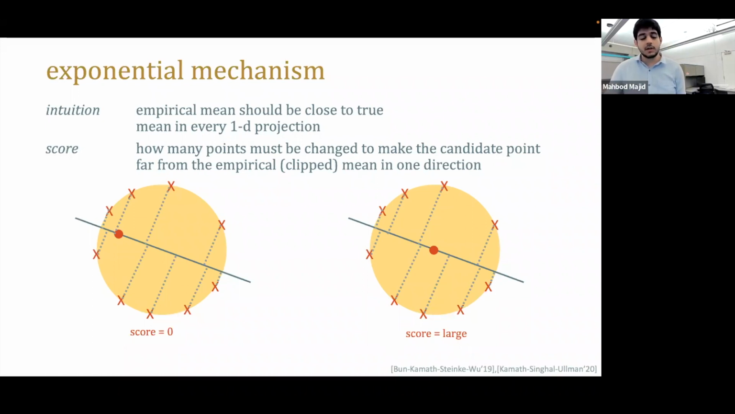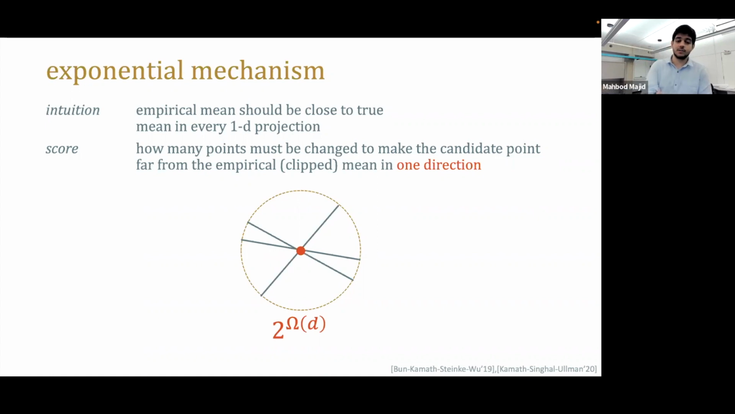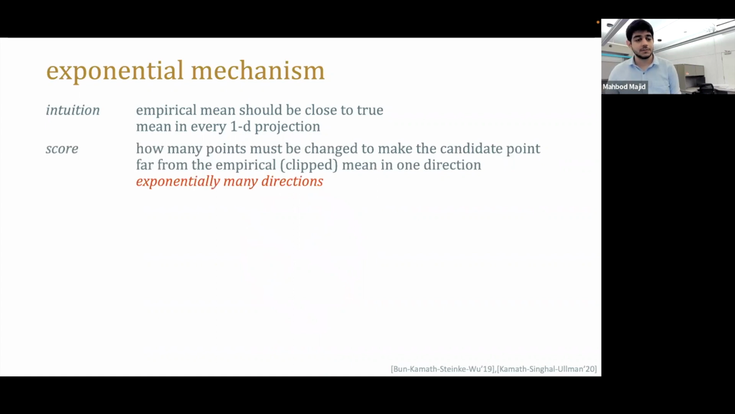But for the point on the right, you would need to change at least some of the samples. You need to move some of the samples to make it look bad. Now the thing is that for computing this score function, we need to look at any direction in R^d. And the issue is that there are exponentially many directions in R^d. So it's not clear how we can really compute this score function.